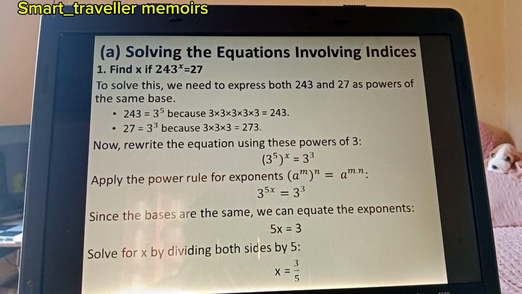So, 243 is equal to 3 raised to 5, because if you multiply 3 times 3 times 3 times 3 times 3, 5 times, you get 243. And similarly, 27 equals 3 cubed, because if you multiply 3 times 3 times 3, 3 times, you get 27.